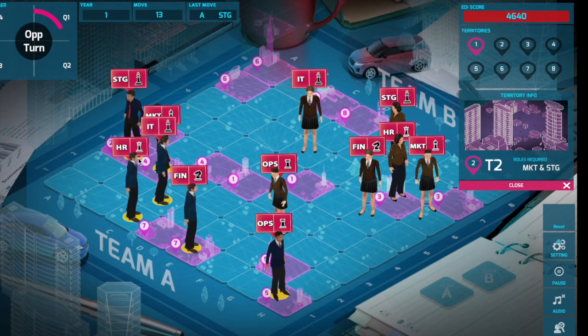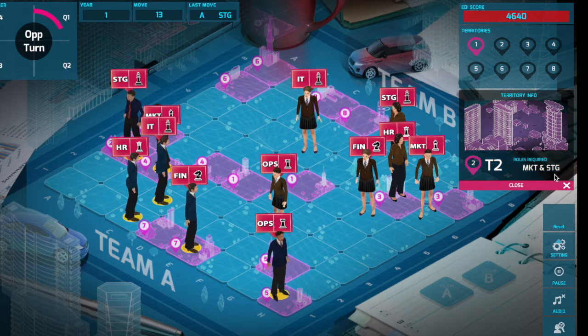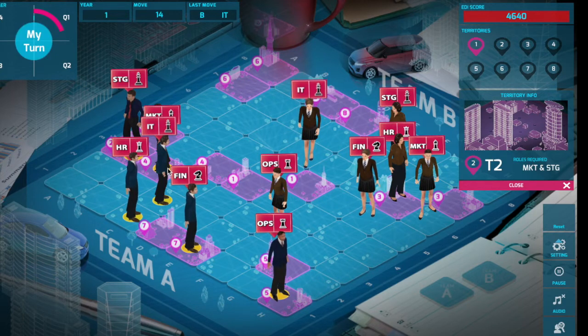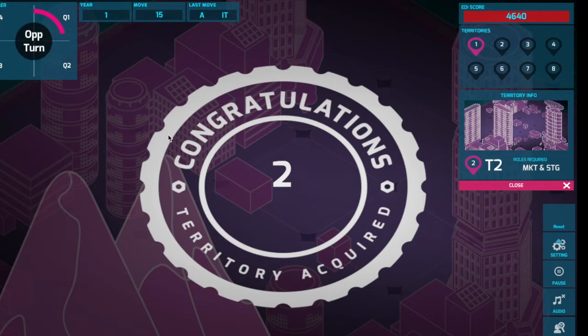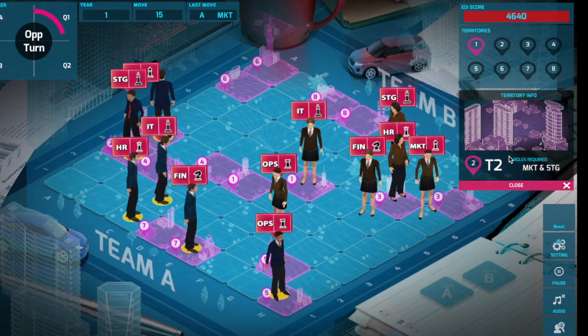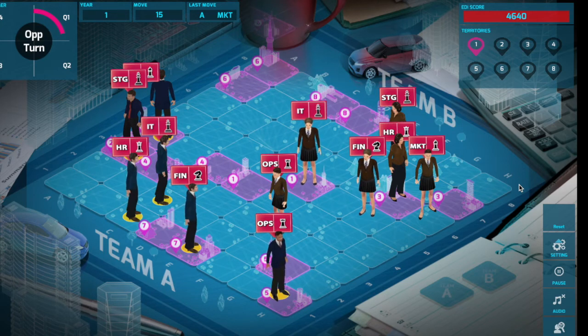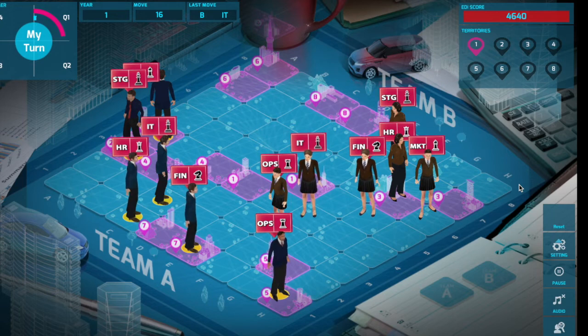Let me quickly show you how you could acquire a territory by moving the two roles into the designated cell of T2, by moving the marketing and the strategy role. Yes. Now that you have moved both the roles into the designated cell, you have currently acquired that particular territory. While moving to the territory, the competitor is also vying for the same territory and can outsmart you. Acquiring the territory first provides a first mover advantage to the team. They have a higher access to the overall demand in that particular territory.